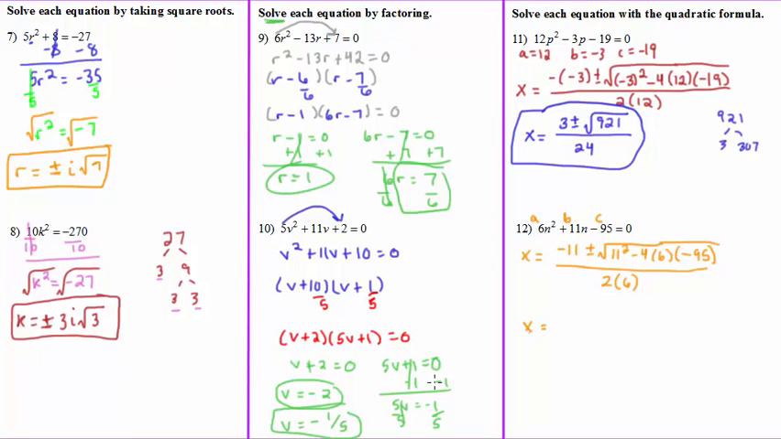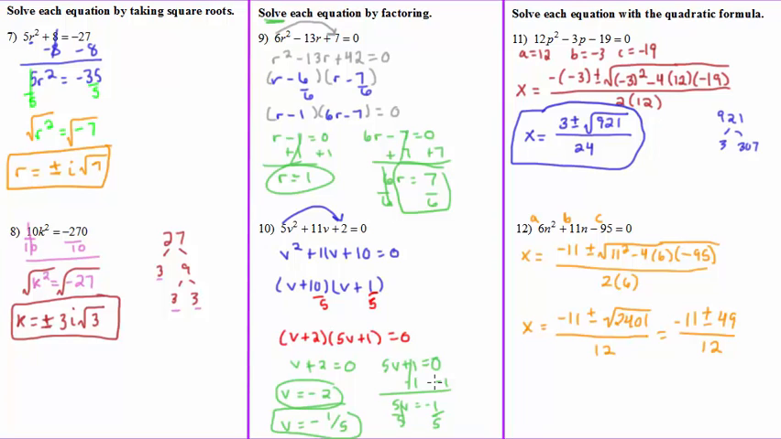So I want to figure out what's underneath my square root. 11 squared minus 4 times 6 times -95 is 2401, which is a big number. We're going to leave it as square root of 2401 right now, over 12. And again, I don't think that's a perfect square, so I'm going to check and make sure. Oh, it does, 49. That's convenient. Square root of 2401 is 49. So we have -11 plus or minus 49 over 12.